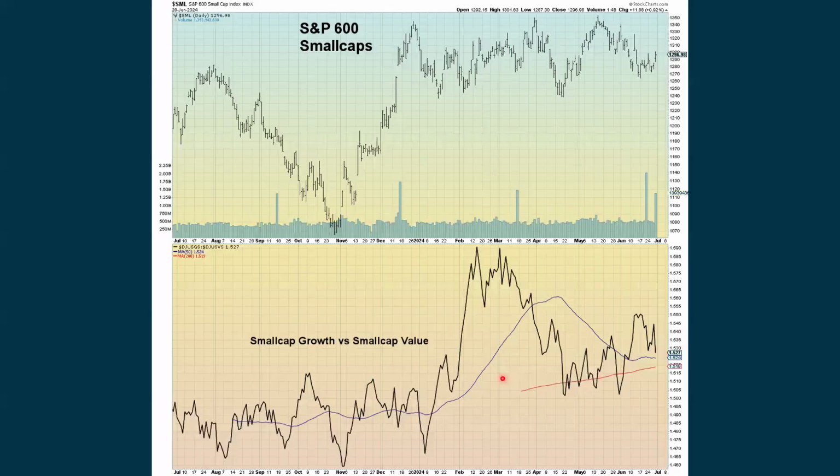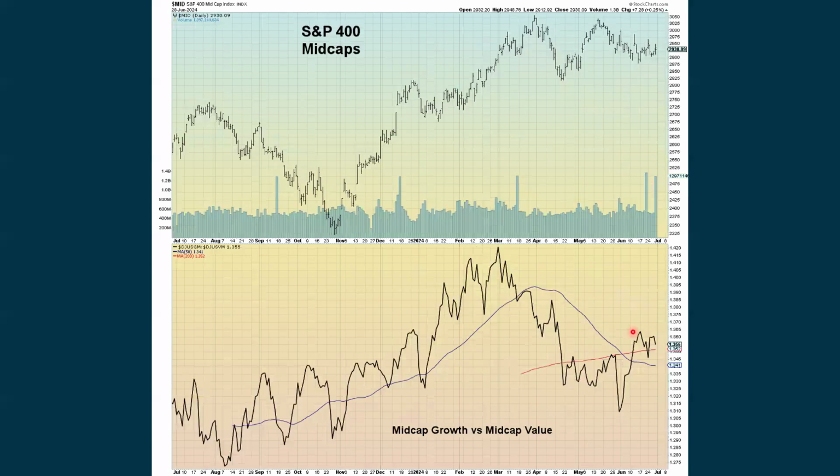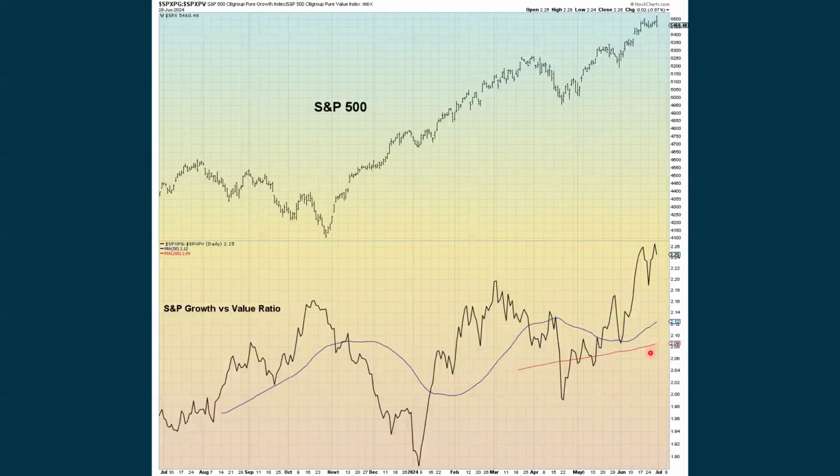Here are the small caps, and they've been really frustrating in 2024. We continue to chop sideways with the growth to value ratio. The mid caps, which had been stronger earlier in the year, are just chopping sideways now with their growth to value ratio. We're seeing a little bit better reading here with the growth to value ratio for the S&P, and this is the one that I focus on the most. We fell back on Friday with a down day, but we have been breaking out above these previous levels and looking more solid. We just need to see more follow through with this.